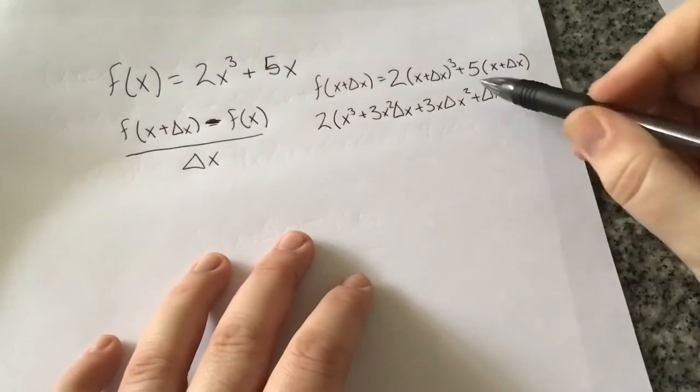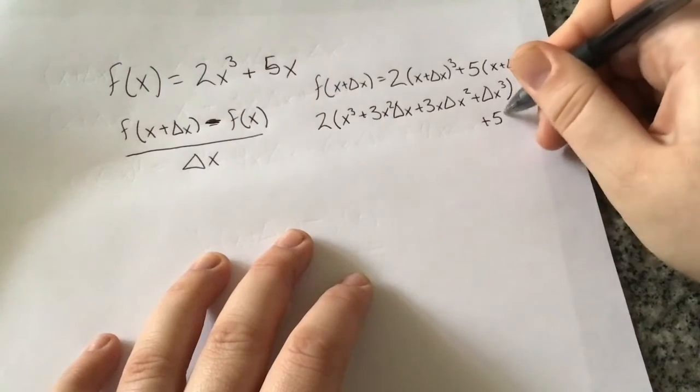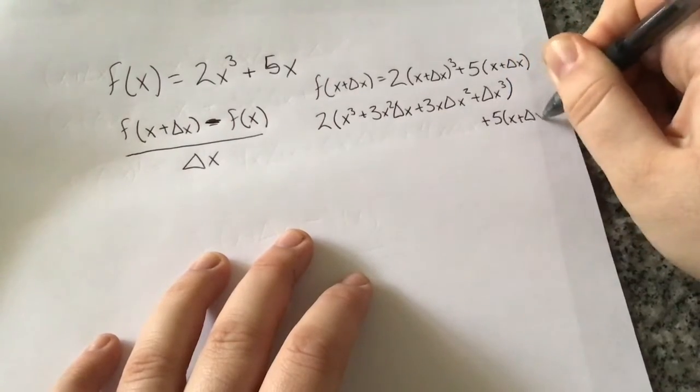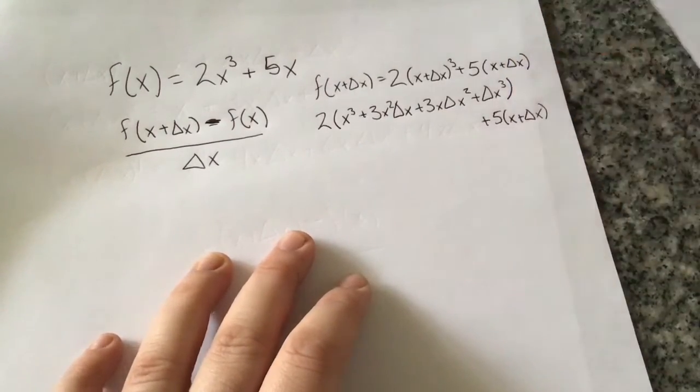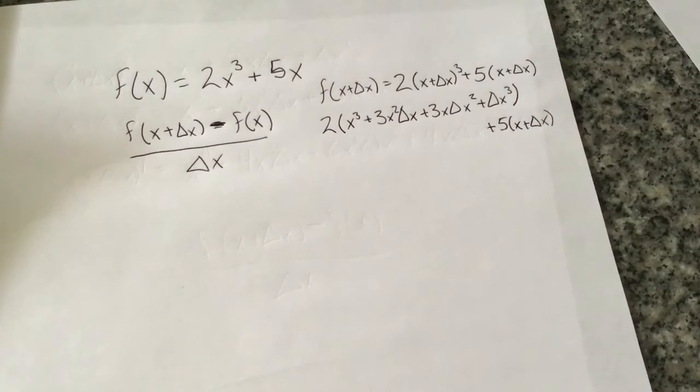Now the second part of this equation doesn't really change much, right? Plus 5 times x plus delta x. There's no exponent, there's no foiling or multiplying involved with that. Now we're not quite done with the equation yet. We still have that 2 and the 5 out there as coefficients. As you guys very likely know, what those coefficients are going to do is distribute into everything inside of the parentheses thereafter.